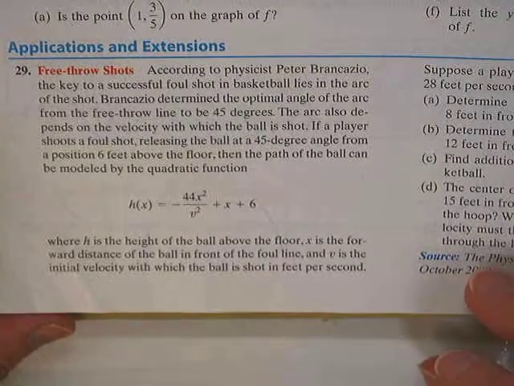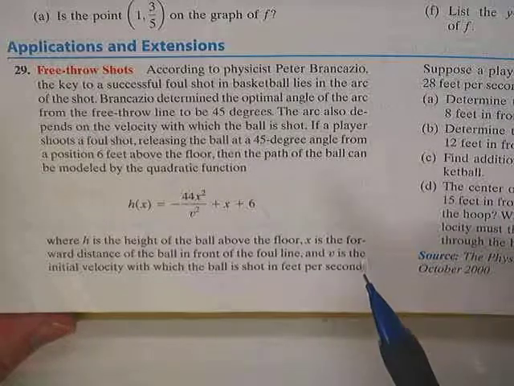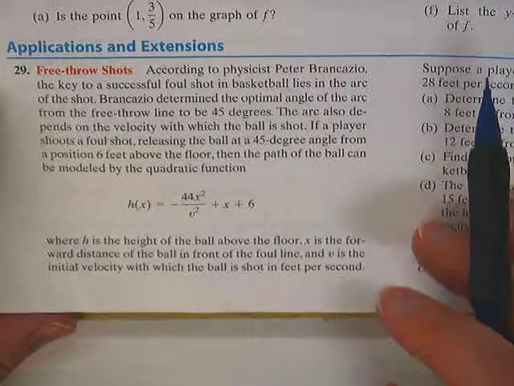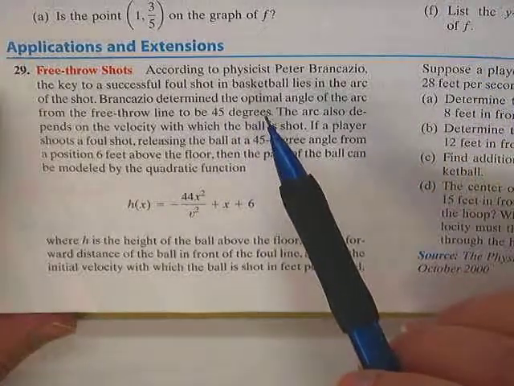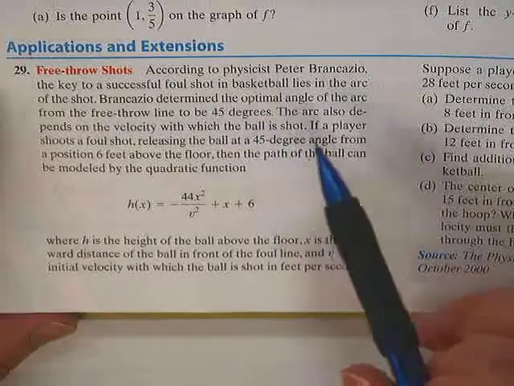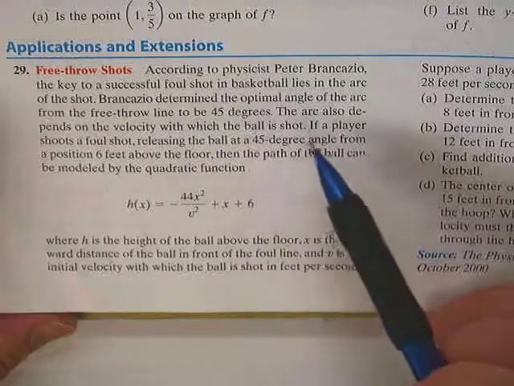According to physicist Peter somebody or another, the key to a successful foul shot in basketball lies in the arc of the shot. He determined the optimal angle of the arc from the free throw line to be 45 degrees. So carefully shoot the ball at 45 degrees. The arc also depends on the velocity with which the ball is shot.